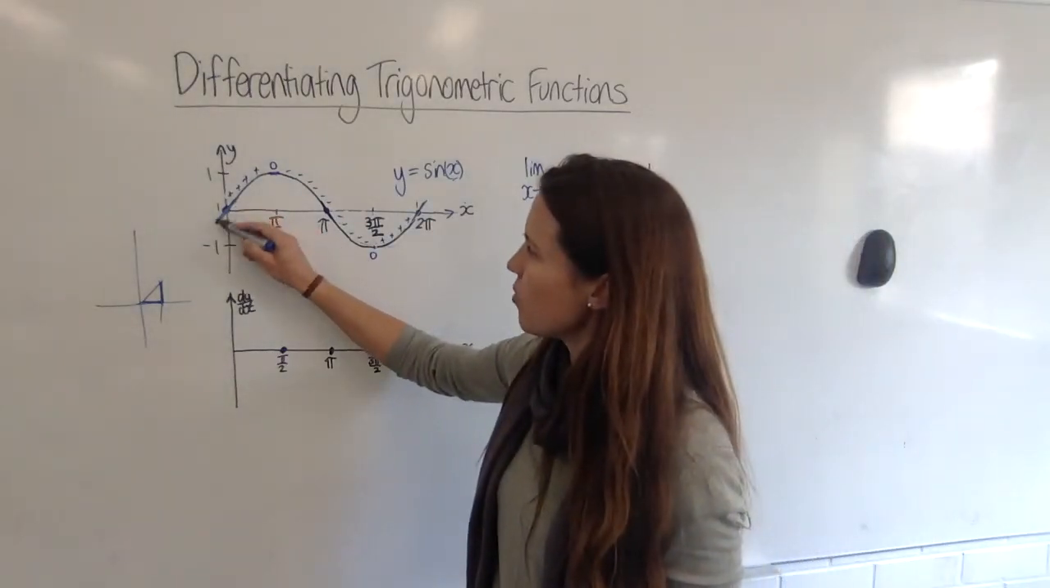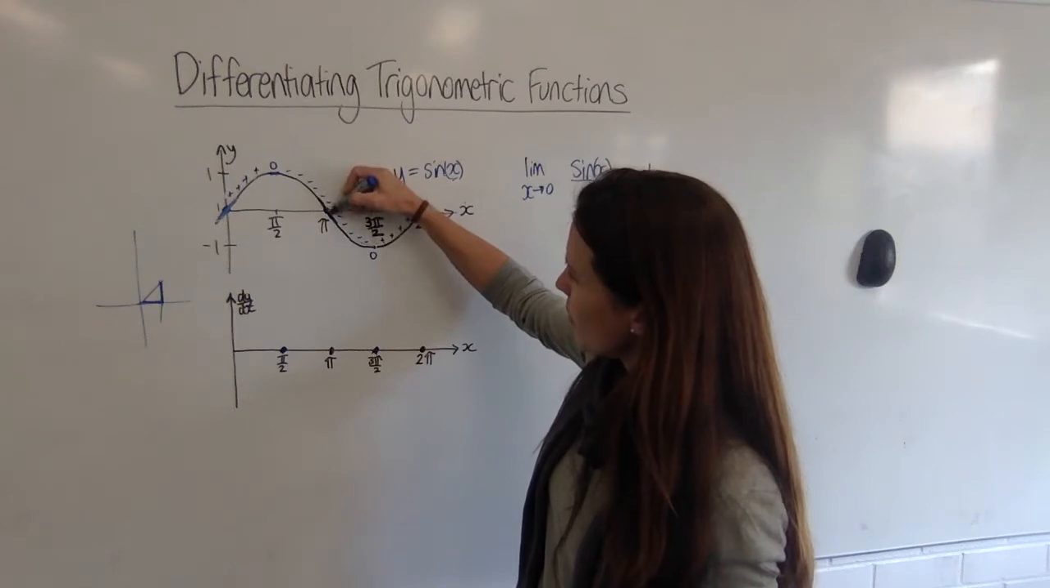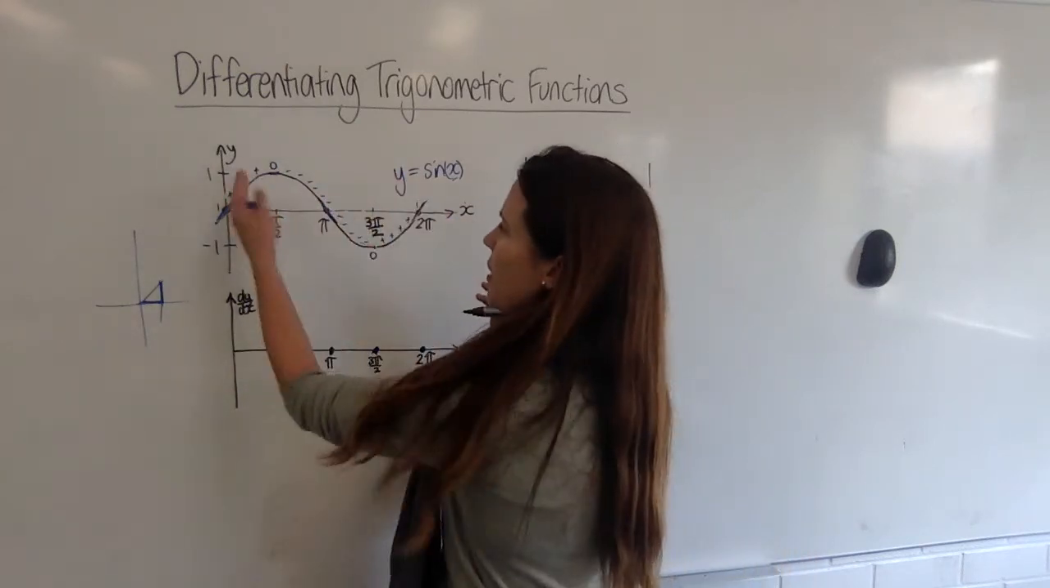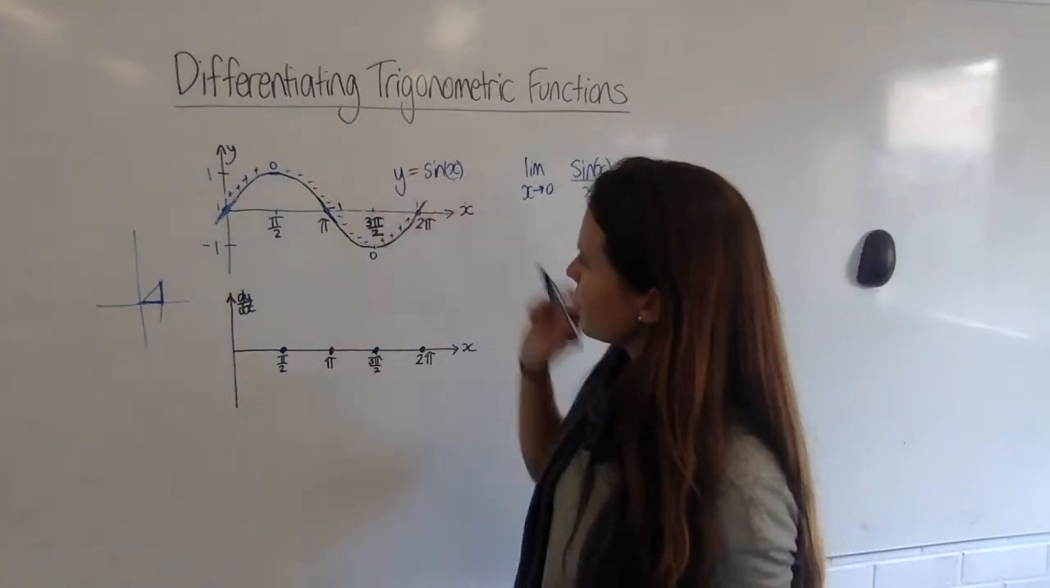All right, now there's symmetry on this curve all over the place, isn't there? So this angle here, if it's got a gradient of 1, what do you think the gradient of this might be? Well, it's the same, but flipped over and opposite, isn't it? So this would be minus 1.